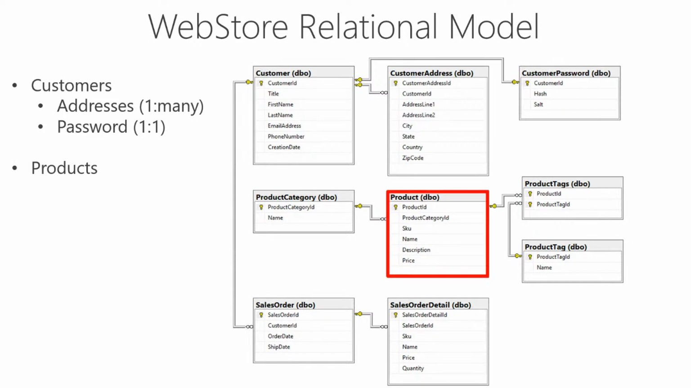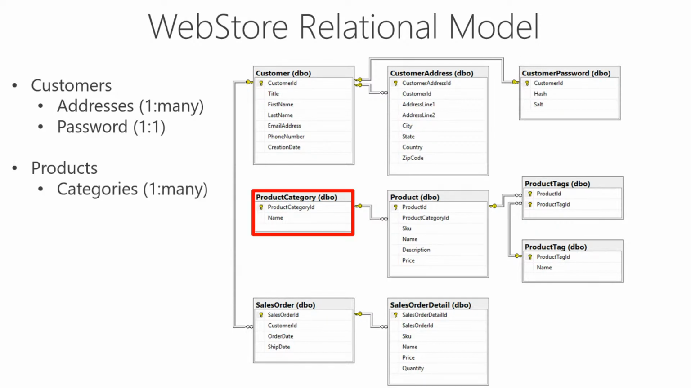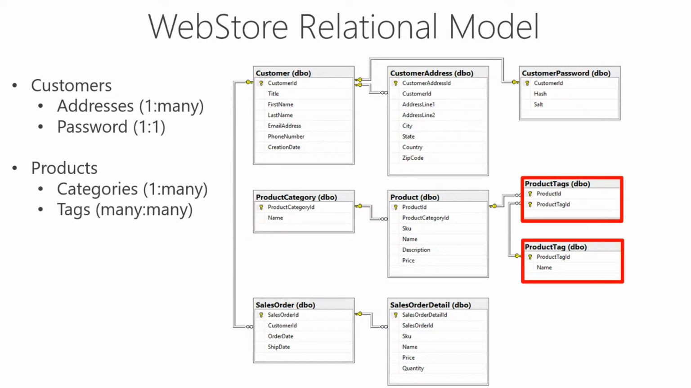We've got products, which participates in a parent-child relationship with product category as well. There are product tags, in which case we've got a many-to-many relationship here. So there's that intermediate table, right? This intermediate product tags table here, with foreign keys pointing to both sides of the many-to-many relationship.